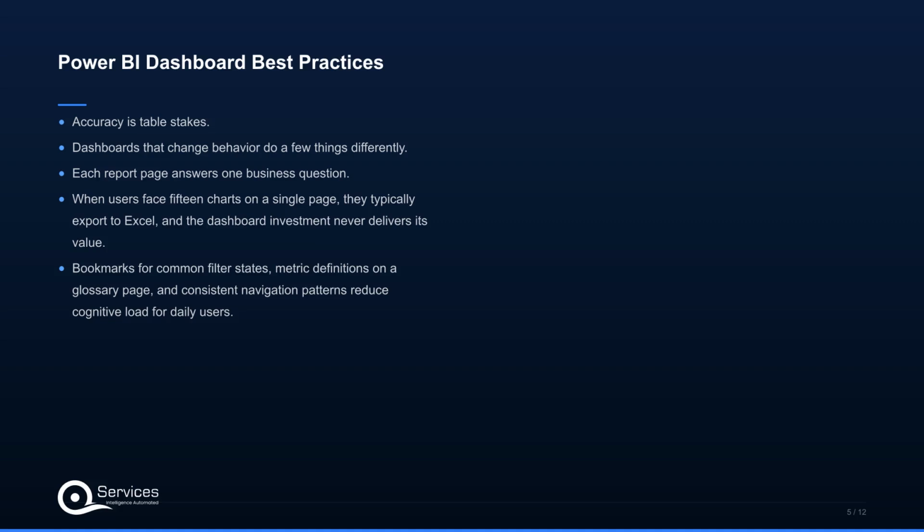Next up, Power BI Dashboard Best Practices. Accuracy is table stakes. Dashboards that change behavior do a few things differently. Each report page answers one business question. When users face 15 charts on a single page, they typically export to Excel, and the dashboard investment never delivers its value. Bookmarks for common filter states, metric definitions on a glossary page, and consistent navigation patterns reduce cognitive load for daily users.